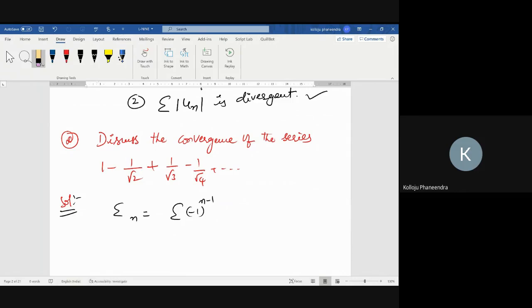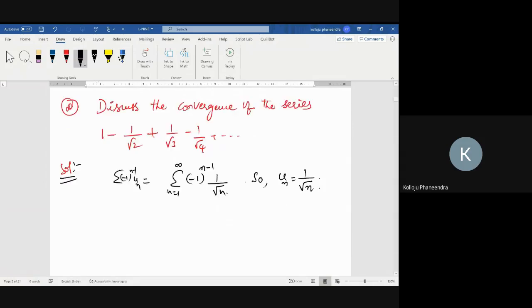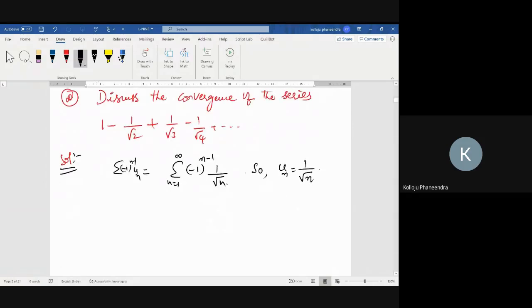Here minus 1 whole power n minus 1 un is equal to 1 by root n, n is from 1 to infinity. Therefore, what is un without signs? Un is 1 by root n. Let me always remember, first we have to check the convergence of the alternate series, then go for the absolute series.